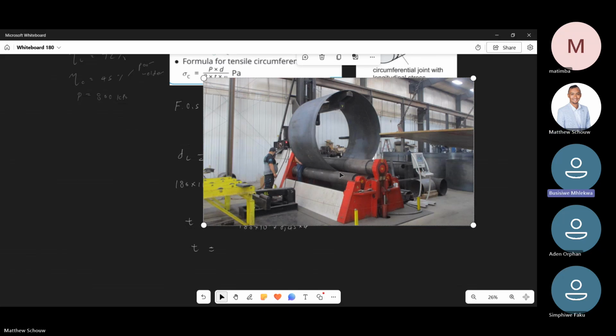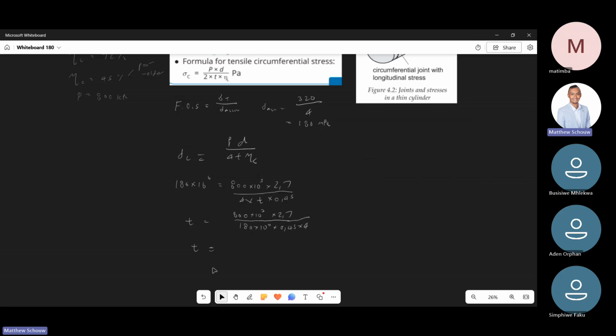Yes, sir. So what I'm asking is, how thick must this plate be depending on the conditions given? That's the thickness of the plate we are working out. Okay, let's get that thickness quickly. Please don't take too long so we can move along nicely.